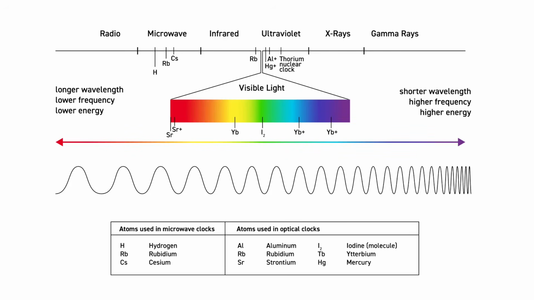You can see that cesium and other left side of the periodic table atoms work in microwave clocks, while atoms like aluminum, strontium, ytterbium, mercury, iodine have these little hyperfine ground state transitions in the optical range. Rubidium can apparently do both, as we see. Yet another reason it's the physics golden child of the periodic table.